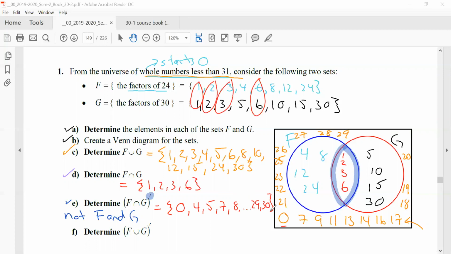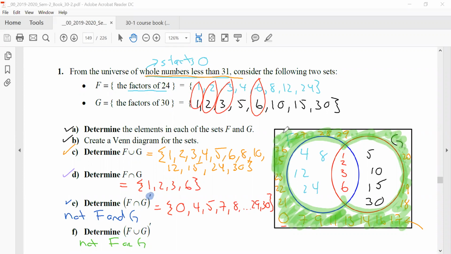F says not F union G. Not F union G. Not F or G. So I'm going to again highlight what is F or G. There's F or G. So I want not that. Well, everything on the outside then. All of these numbers. Again, there's quite a few because our universe is pretty darn big, isn't it? But there it is. So I need everything out there.